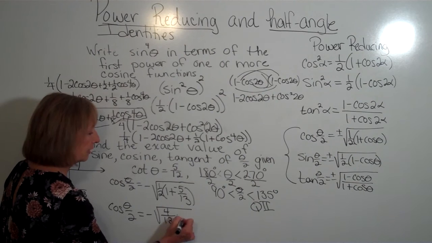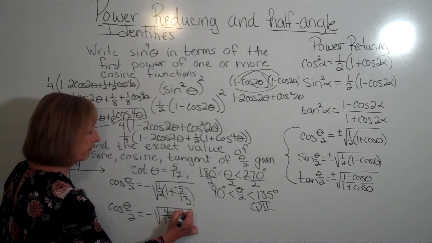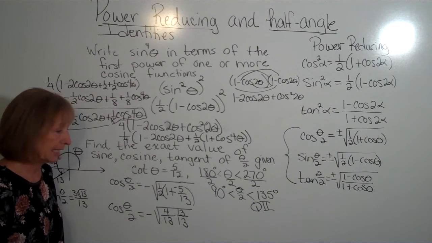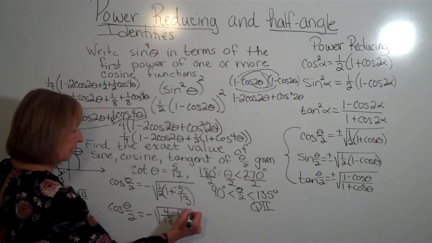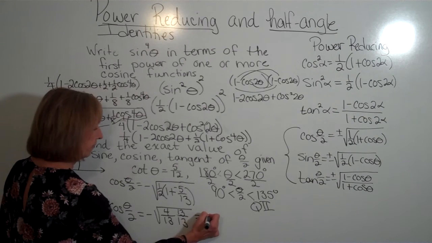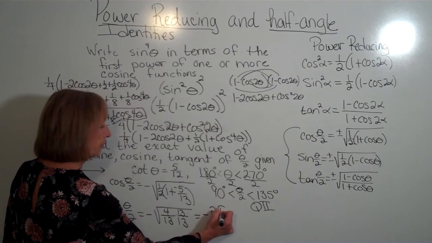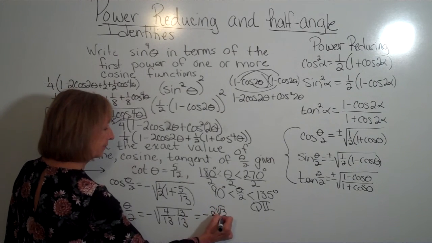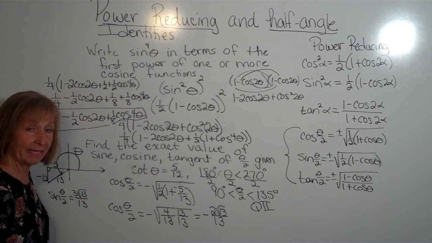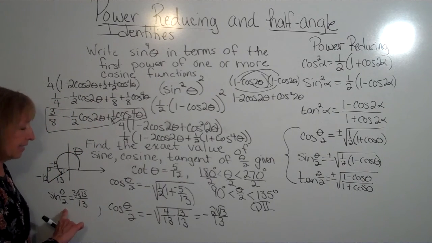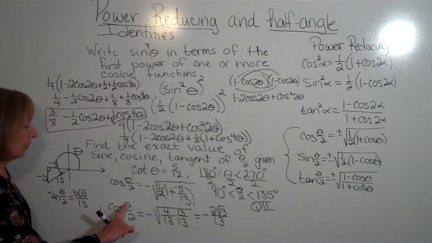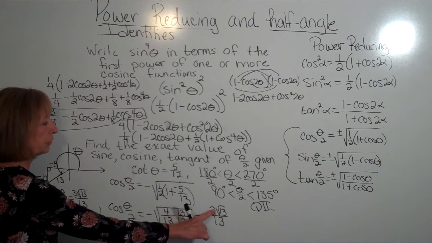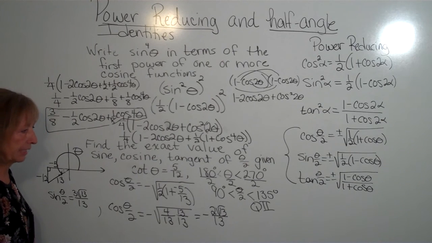And then to rationalize, we'll multiply top and bottom of the fraction in the radical by 13, and a common factor of 2 will come out. So this will be negative 2 times the square root of 13 all over 13 for the cosine of theta over 2. So the sine of theta over 2 was 3 times the square root of 13 over 13. The cosine of theta over 2 is negative 2 times the square root of 13 over 13.